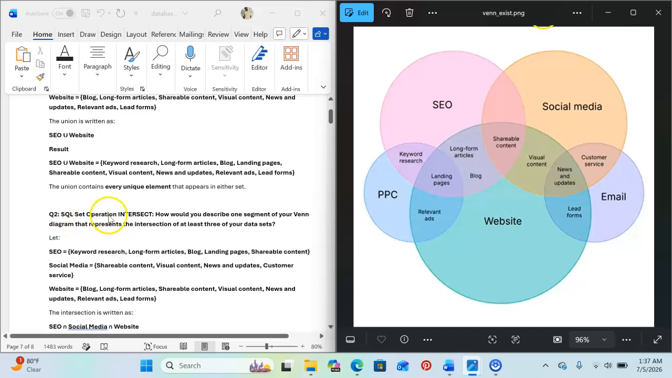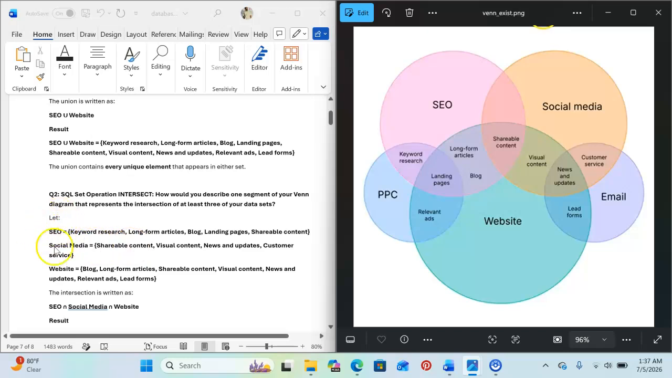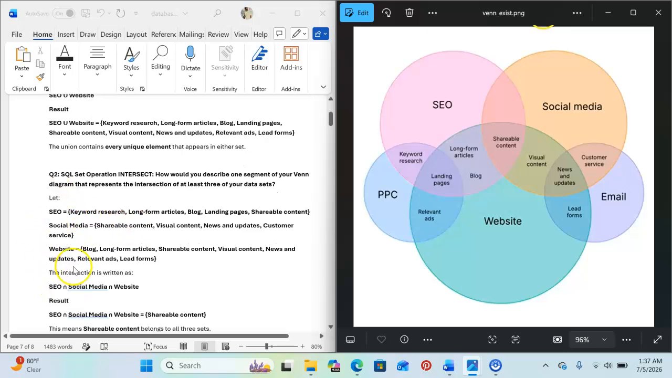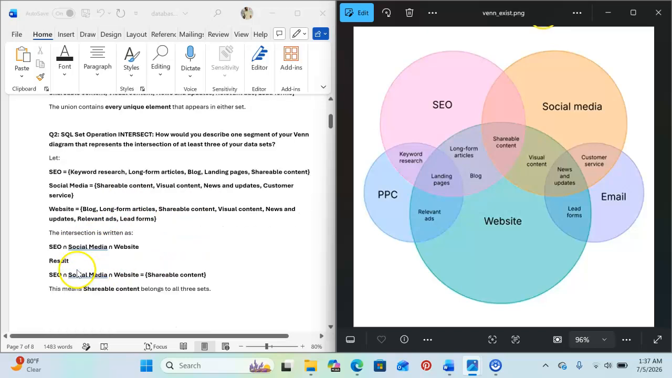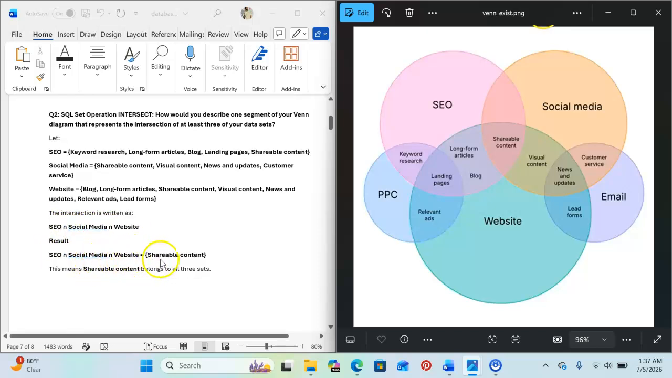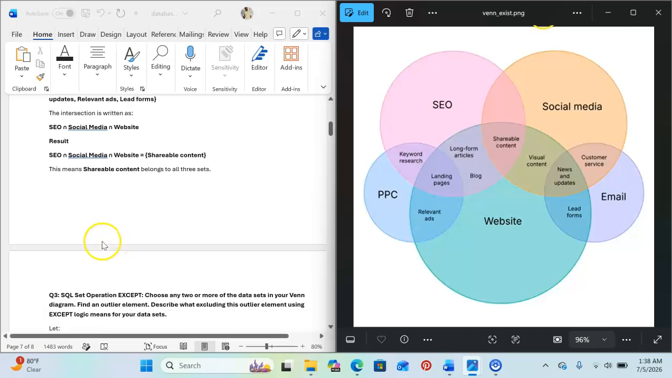And we go to SQL set operation: intersect. How would you describe one segment of your Venn diagram that represents the intersection of at least three of your datasets? So we have three datasets. This is our first dataset, second dataset, and third dataset, and each has its own members. When we do our intersection, SEO intersect social media intersect website, we get shareable content. So if you come here, you see that for SEO, social media, and website, we get shareable content as the result.